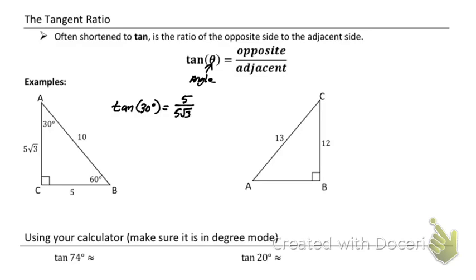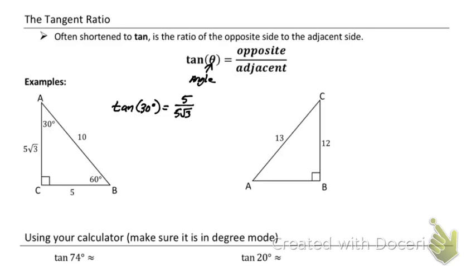Because if you just do 5 divided by 5 square root of 3, your calculator... So think about this. This is a good time to start thinking about calculators. If I typed in 5 divided by 5 square root of 3, your calculator is going to work left to right. It's going to do 5 divided by 5, and then it's going to multiply by square root of 3.